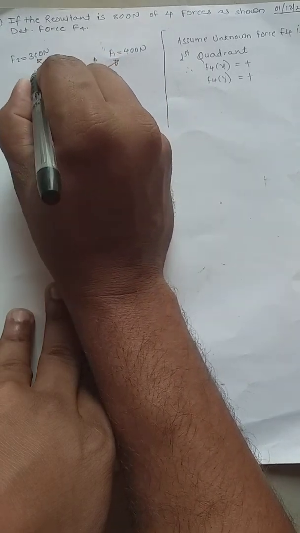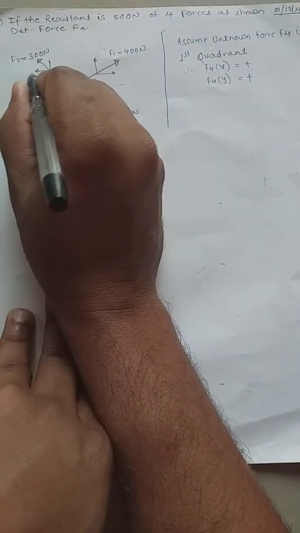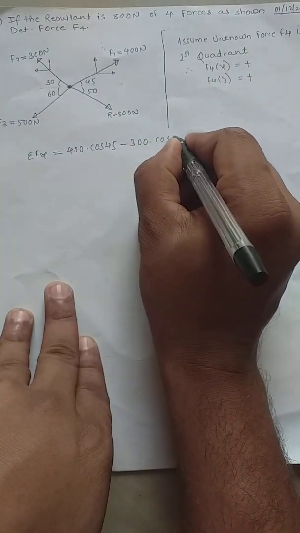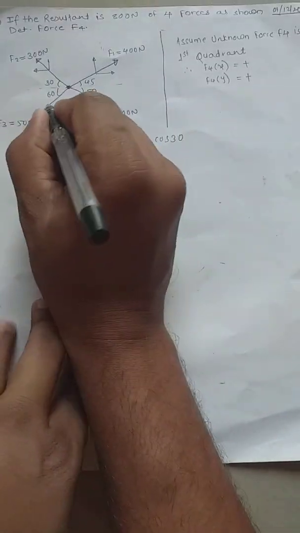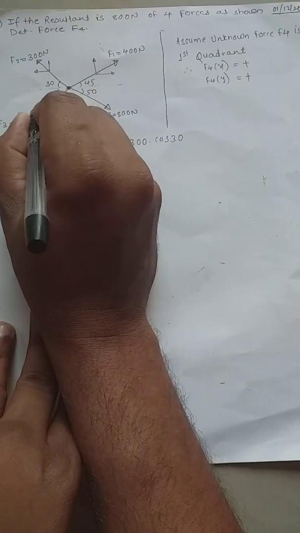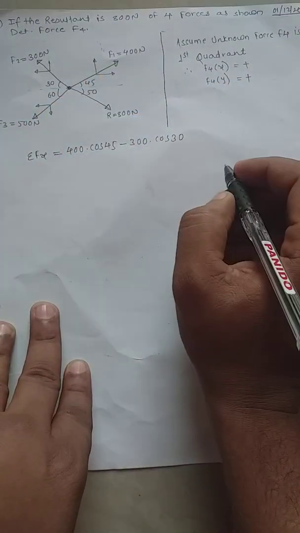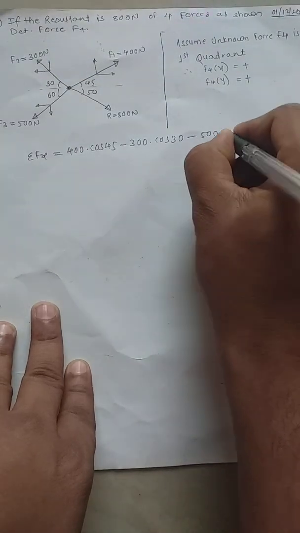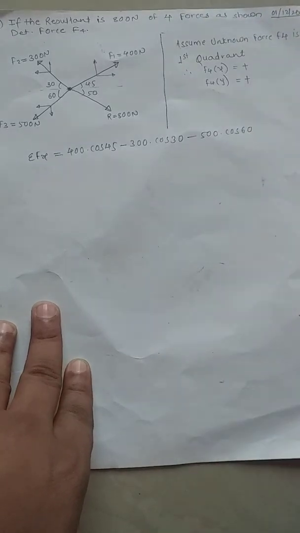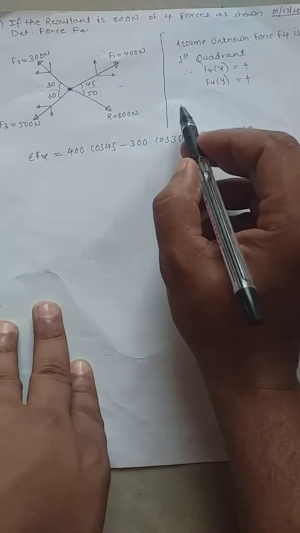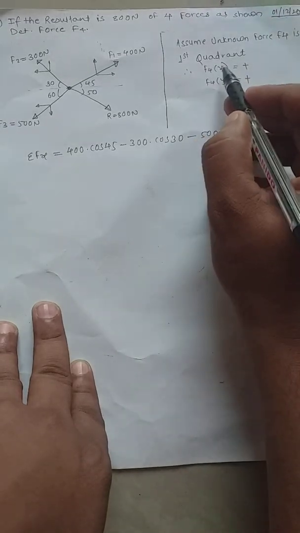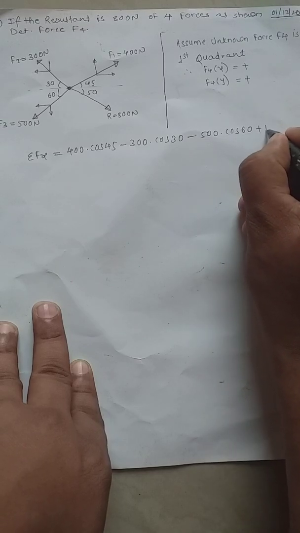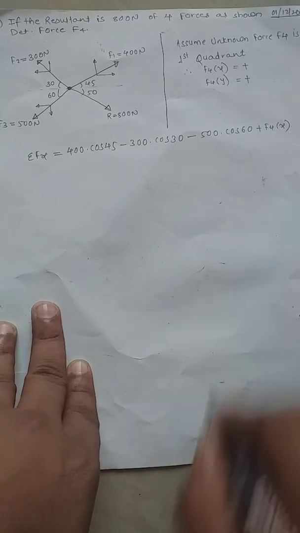Next F2. This is the vertical component of F2, this is the horizontal component of F2, so the horizontal component will be negative, so minus 300 into cos 30. Similarly, this will be the vertical component of F3, this will be the horizontal component of F3, so F3x will be negative, minus 500 cos 60. But there is an unknown force F4 that we don't know and we have assumed that this is in the first quadrant, so we'll consider F4x, the unknown component, plus F4x that we have to calculate.